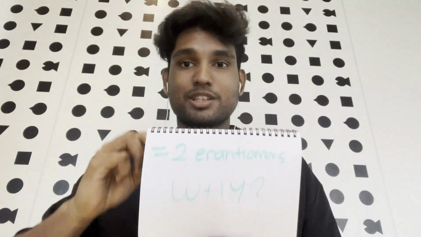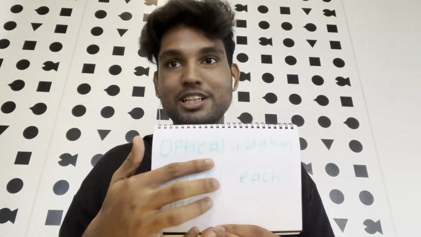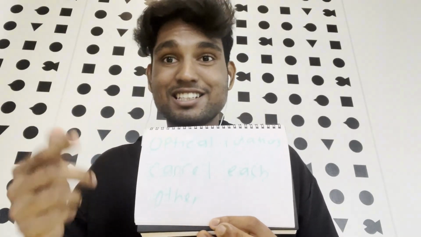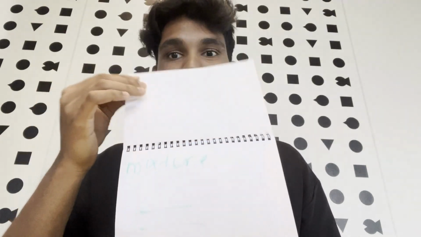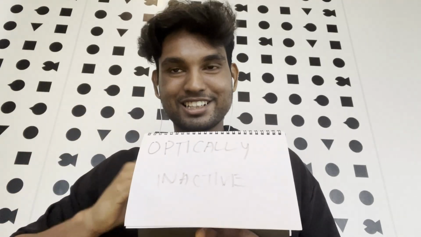Okay, finally, let's talk about racemic mixtures. Racemic mixtures contain equal amounts of two enantiomers. Why? Because their optical rotations cancel out each other. So the mixture is optically inactive.